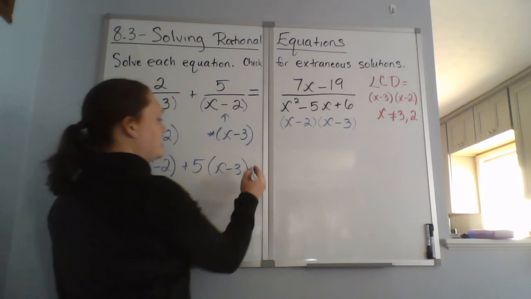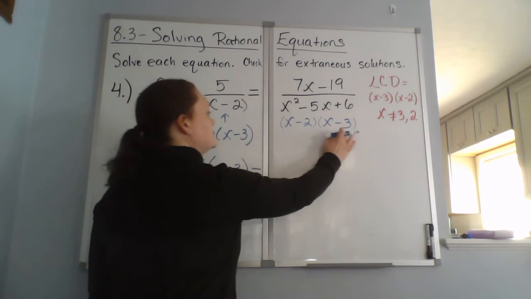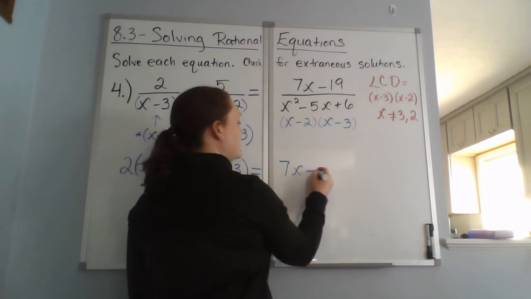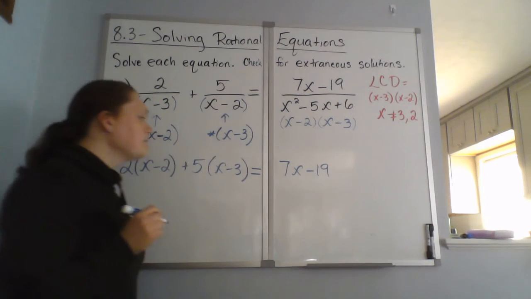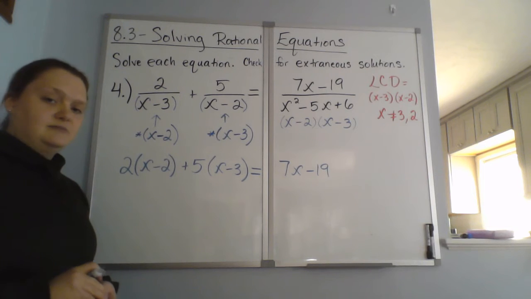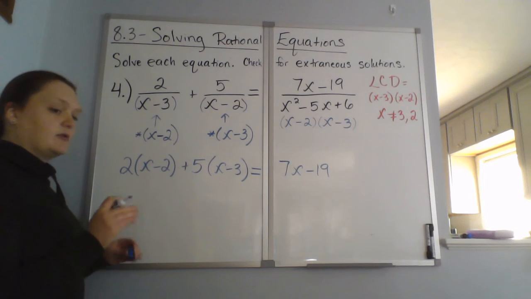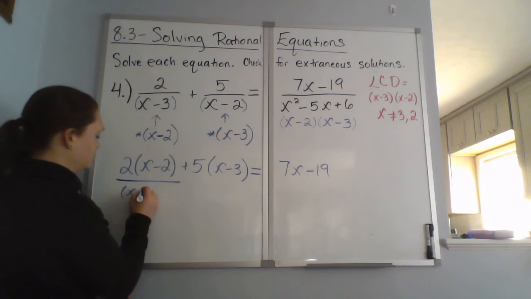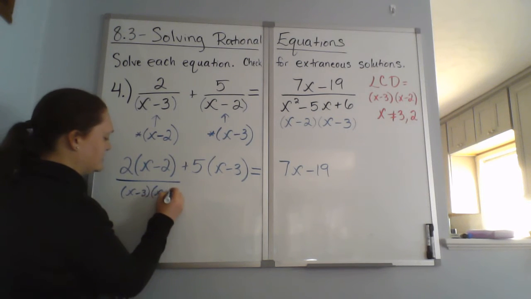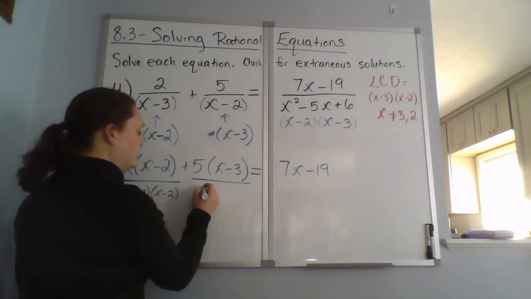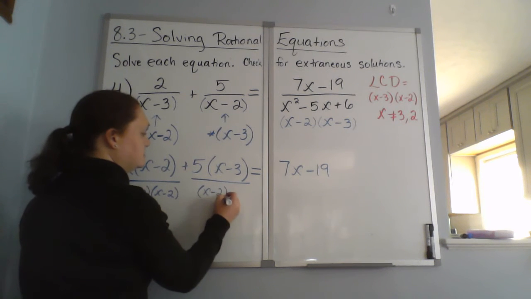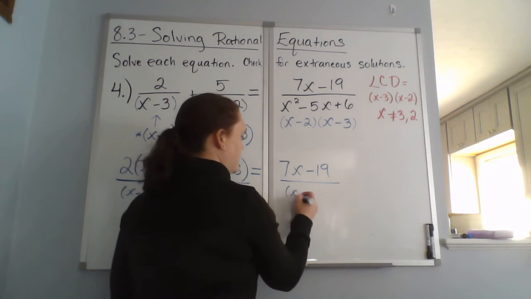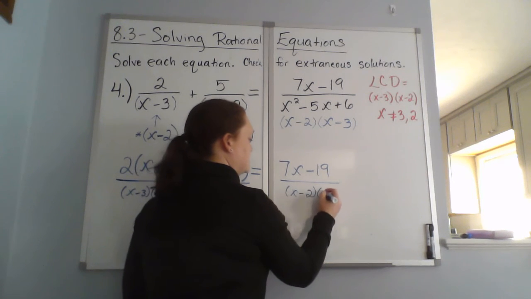Okay? And that's going to be equal to, this was already the common denominator, so I just need that numerator written down, 7x minus 19. Okay? Again, we could be going through and writing, I'm going to write it and then I'm going to erase it. This is over x minus 3 times x minus 2. This is over x minus 2 times x minus 3. And this is over x minus 2 times x minus 3.